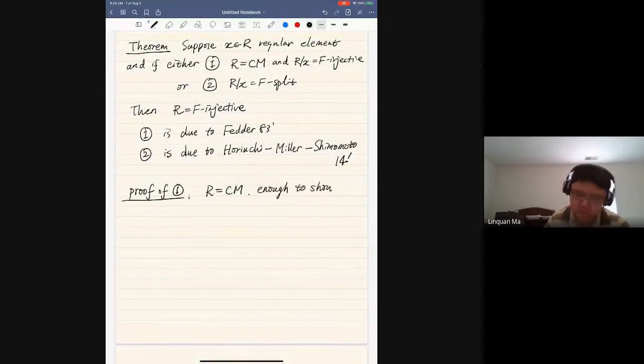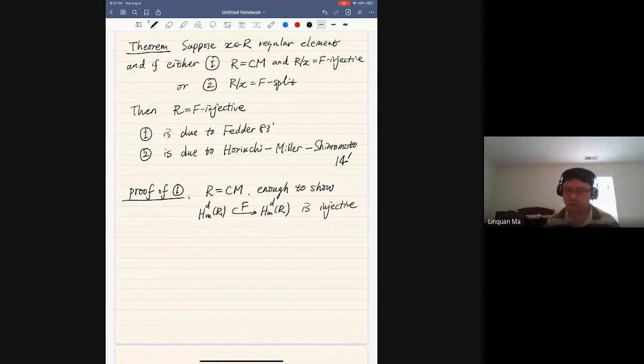remember, our goal is to show R is F-injective, but if you remember the definition of F-injective, we want the Frobenius action on the local cohomology module supported at the maximal ideal to be injective. But since we assume R is Cohen-Macaulay, there's only one local cohomology module, namely the top one, because the lower ones vanish. So it's enough to show the induced Frobenius action on the top local cohomology module is injective. This is the only one you have to worry about because all the lower ones are already zero, so there's nothing to check.